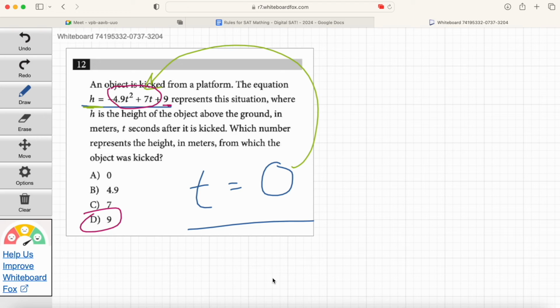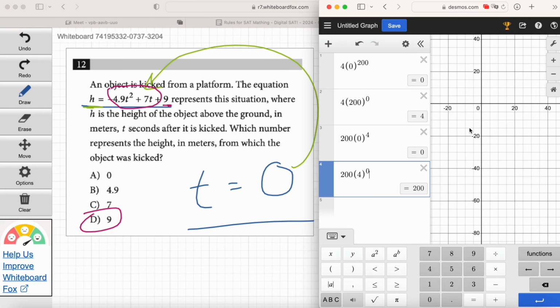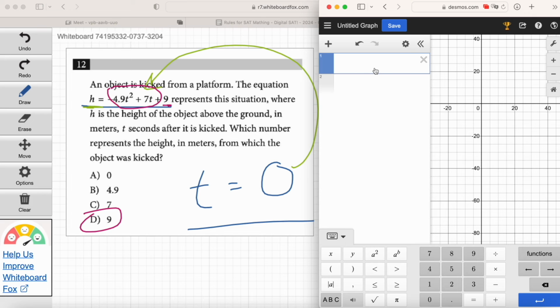Yes. Another way to do this, you could graph this equation in Desmos and see the situation. In fact, I'm going to do that real fast. Sometimes just graphing the equation can help you interpret what's going on. So I punch this in Desmos. We'll get negative 4.9 times x squared. I'm just going to replace the t's with an x. Times 7x plus 9.